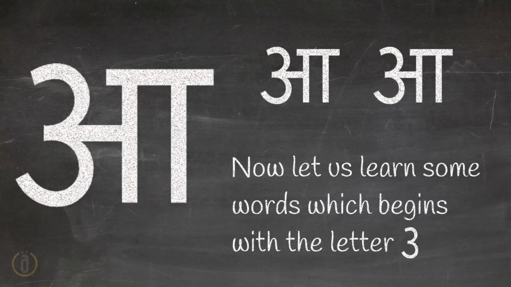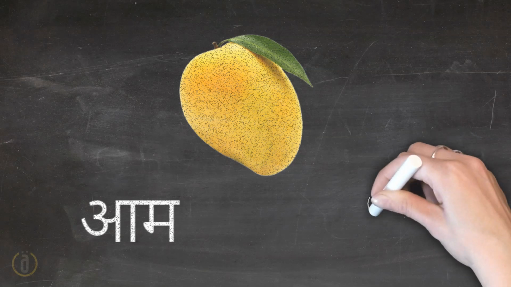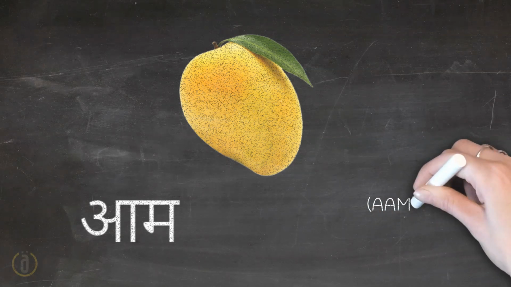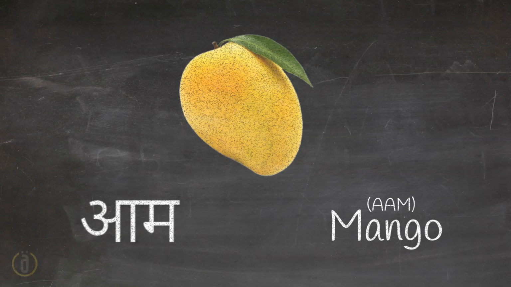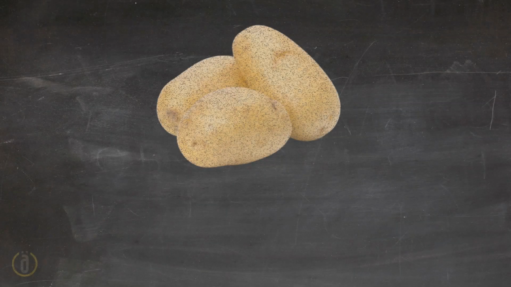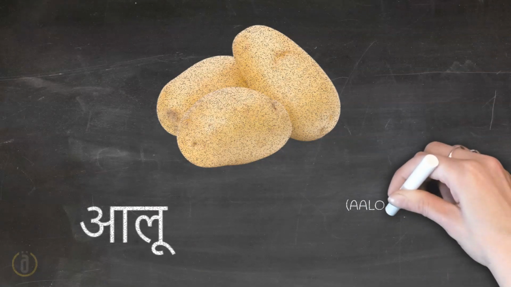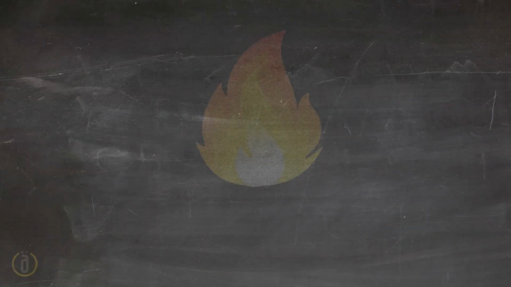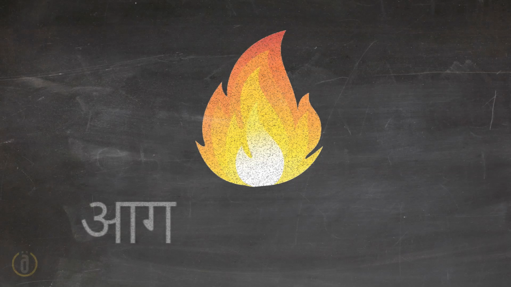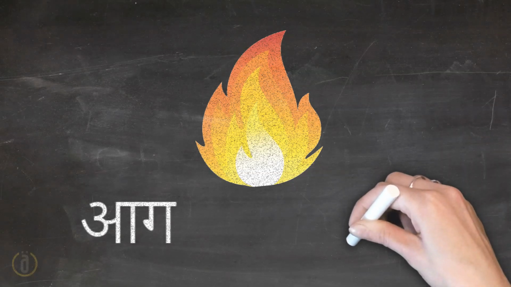Now let us learn some words which begins with the letter A. Arm, mango. Aloo, potato. Aag, fire.